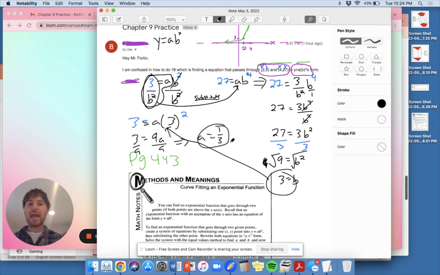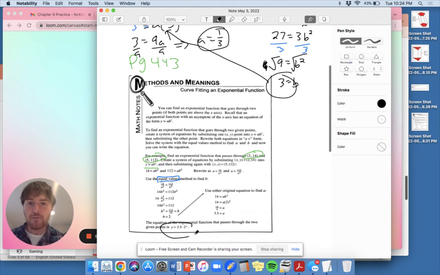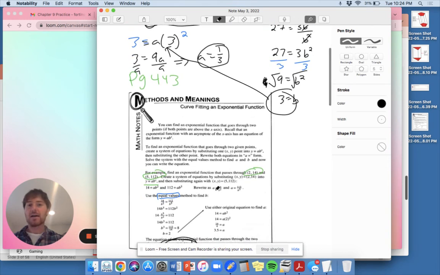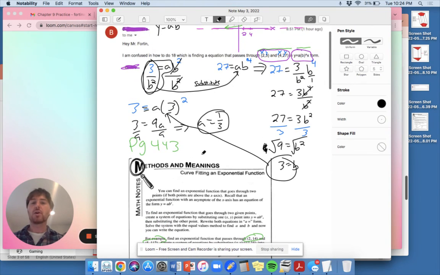Okay, so I have my A, I have my B. Is that my final answer? No, you have to write the final y equals A times b to the x form exponential function at the very end of the problem, right? Because that's what it's asking about. So let's go ahead and do that. Y equals 1/3 times 3 to the x power, okay?